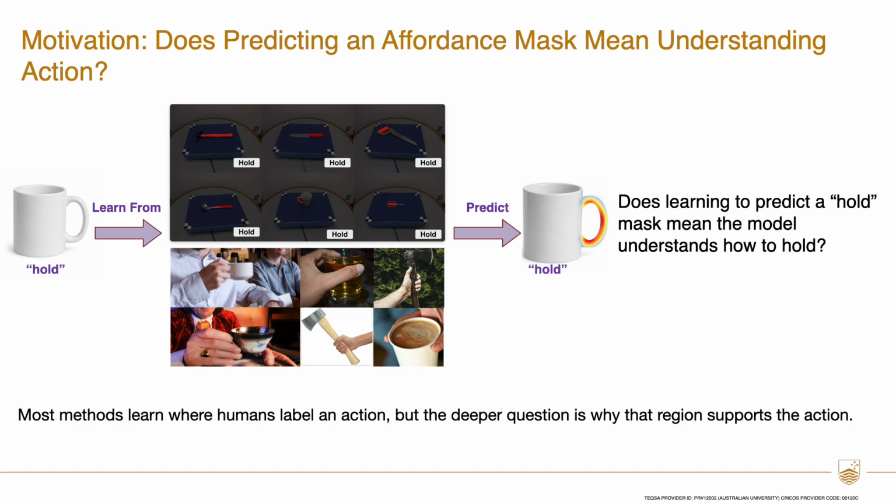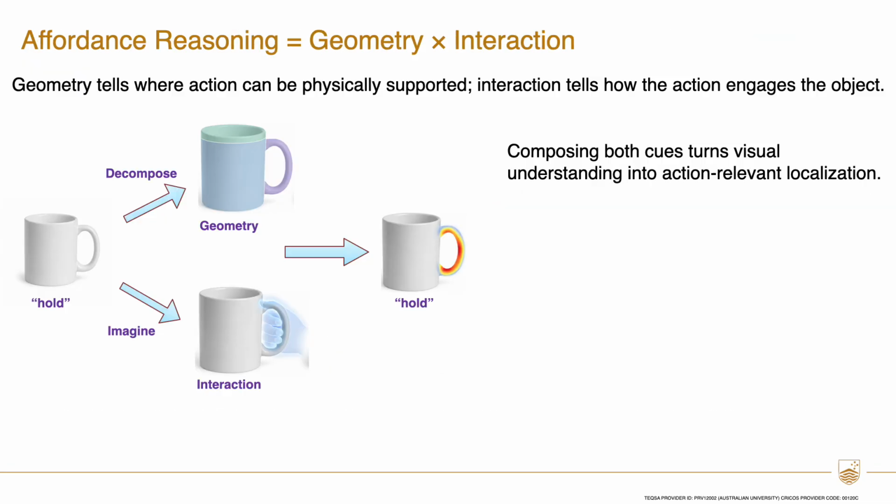Our view is that a mask alone is not enough. We need to understand the visual cues that make a region suitable for action. Our core thesis is that affordance reasoning can be decomposed into two complementary cues, geometry and interaction.